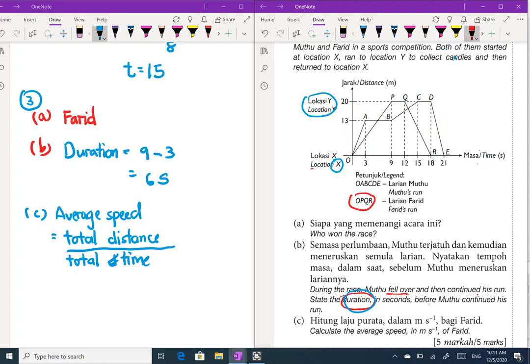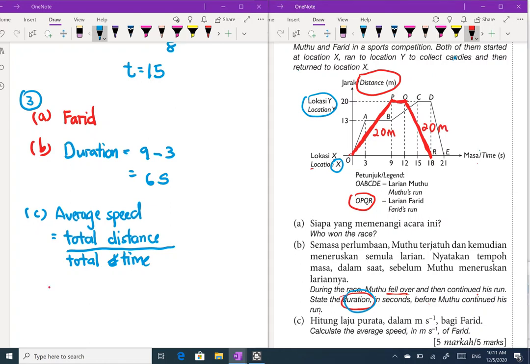Okay, this is Farid. What is the total distance? What is the distance over here? So it's 20 minus 0, so here is 20 meter. And then stop, and then run again. So this is 20 minus 0, 20 meter. So total distance is 20 plus 20. Total time used by Farid is 18. So your answer is supposed to be 3.22 meter per second.